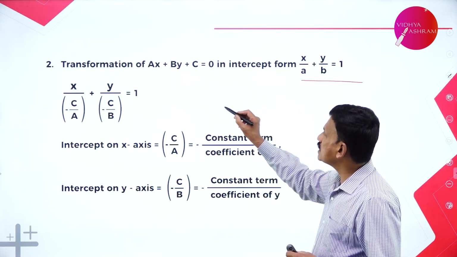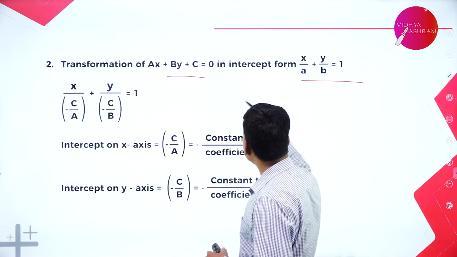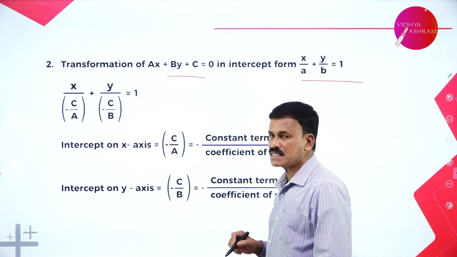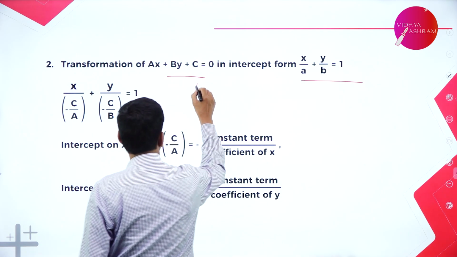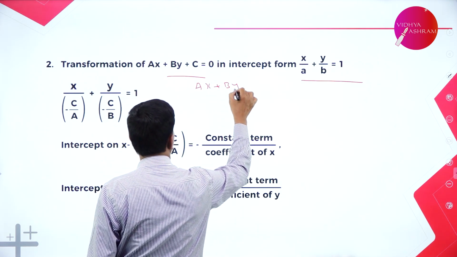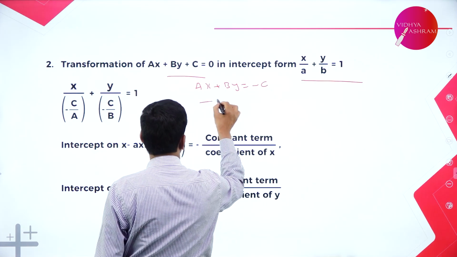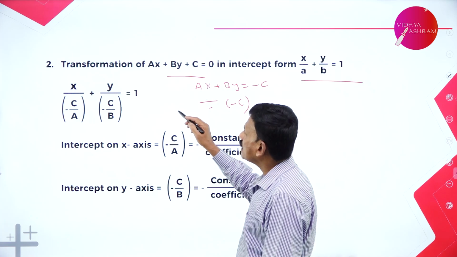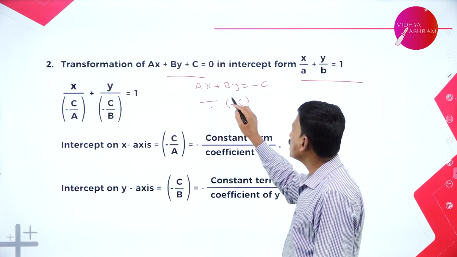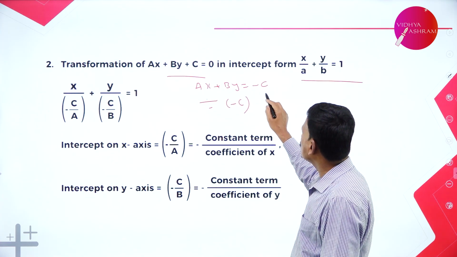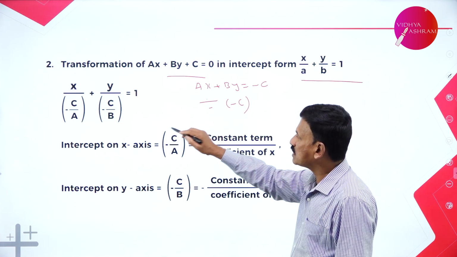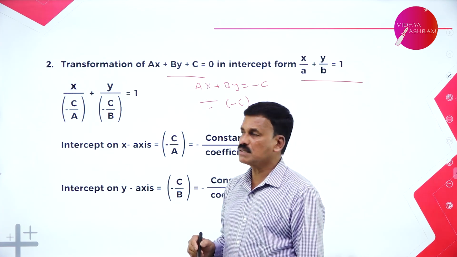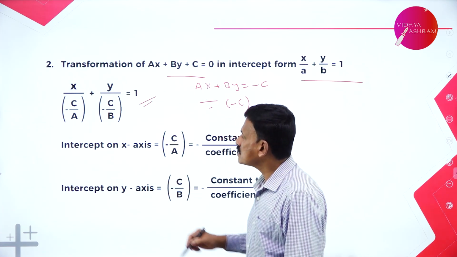Now, how to convert this ax plus by plus c is equal to 0 into intercept form? Just divide throughout by minus c. So, transfer this equation: ax plus by plus c will become minus c if we divide throughout by minus c, term by term division. So, what you will get? ax divided by minus c plus by divided by minus c is equal to minus c by c, which is plus 1. So, that can also be written as x divided by minus c by a plus y divided by minus c by b is equal to 1 is the equation.